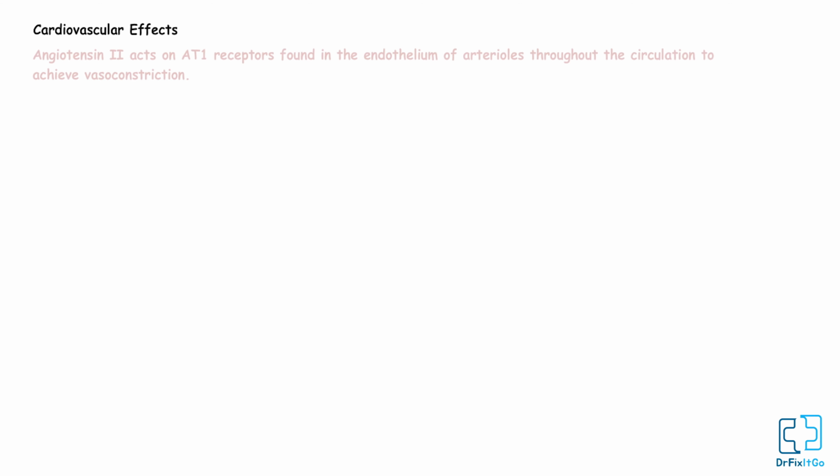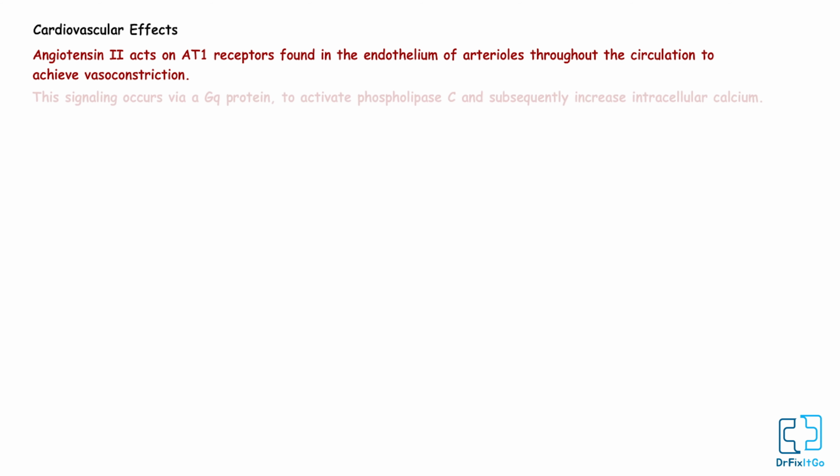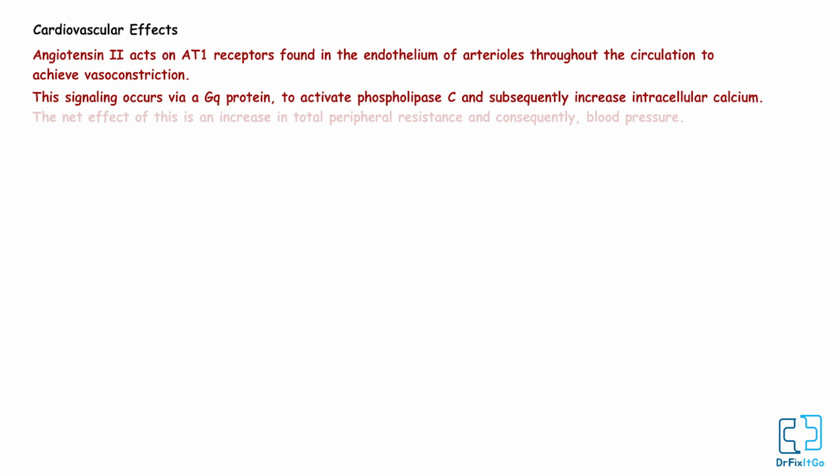Effect of angiotensin 2. Cardiovascular effect. Angiotensin 2 acts on AT1 receptors found in the endothelium of arterioles throughout the circulation to achieve vasoconstriction. This signaling occurs via a Gq protein to activate phospholipase C and subsequently increase intracellular calcium. The net effect of this is an increase in total peripheral resistance and consequently blood pressure.